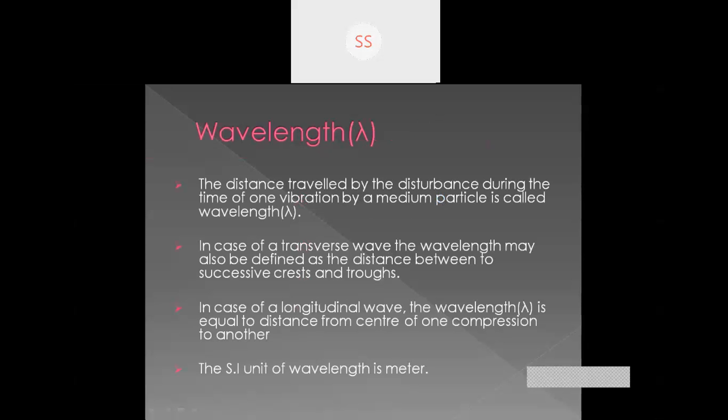So the first property we are going to discuss is wavelength. Wavelength is denoted by lambda. This symbol is called lambda. To write wavelength, we use this symbol. The distance traveled by the disturbance during the time of one vibration by a medium particle is called its wavelength. So this is the definition of wavelength: the distance traveled by one particle during the time of one vibration is called its wavelength.